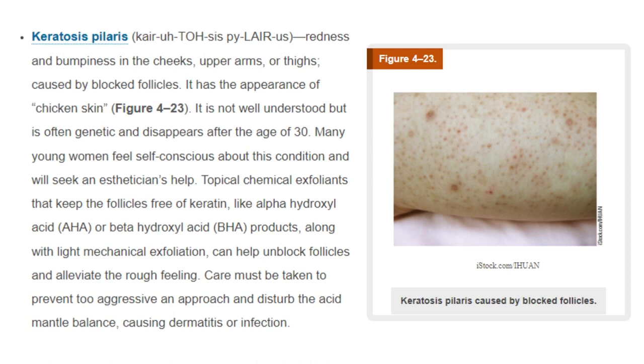Topical chemical exfoliants that keep the follicles free of keratin, like alpha-hydroxyl acid, AHA, or beta-hydroxyl acid, BHA, products, along with light mechanical exfoliation, can help unblock follicles and alleviate the rough feeling. Care must be taken to prevent too aggressive an approach and disturb the acid-mantle balance, causing dermatitis or infection.